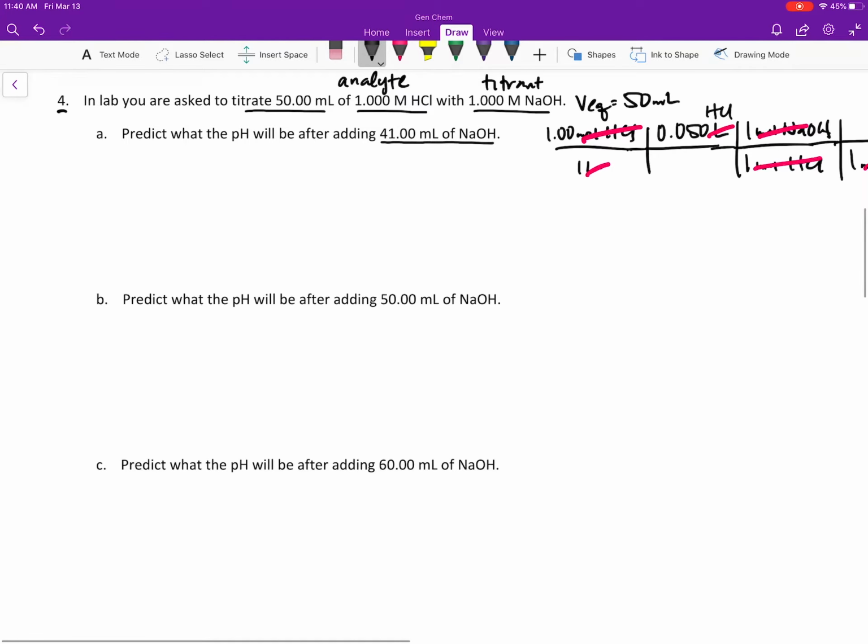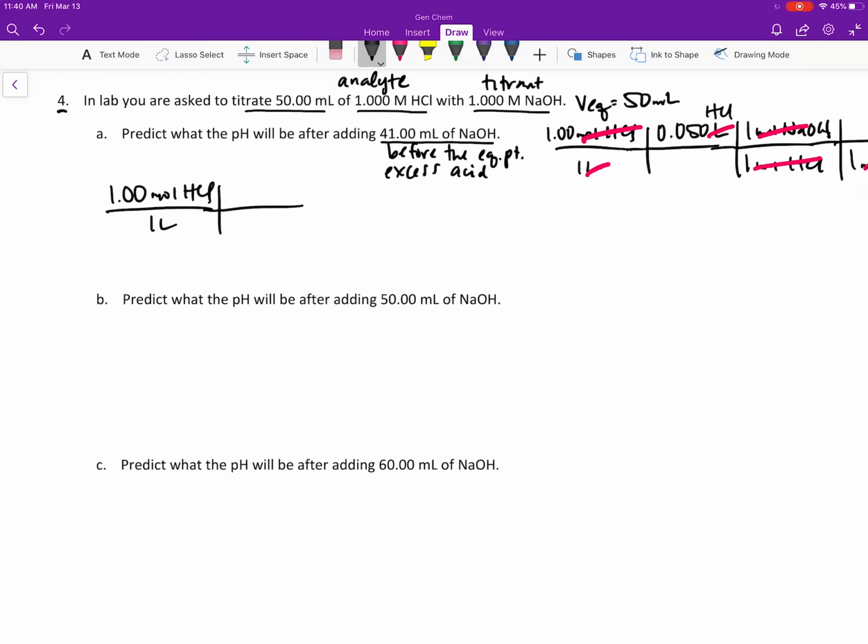So in this case, I am before the equivalence point. So what this means is I'm going to have excess acid. So first thing I'm going to do is determine how many moles of everything I have. I have 1 molar solution, and I have 50 milliliters of HCl. So that's 0.05 moles of HCl.